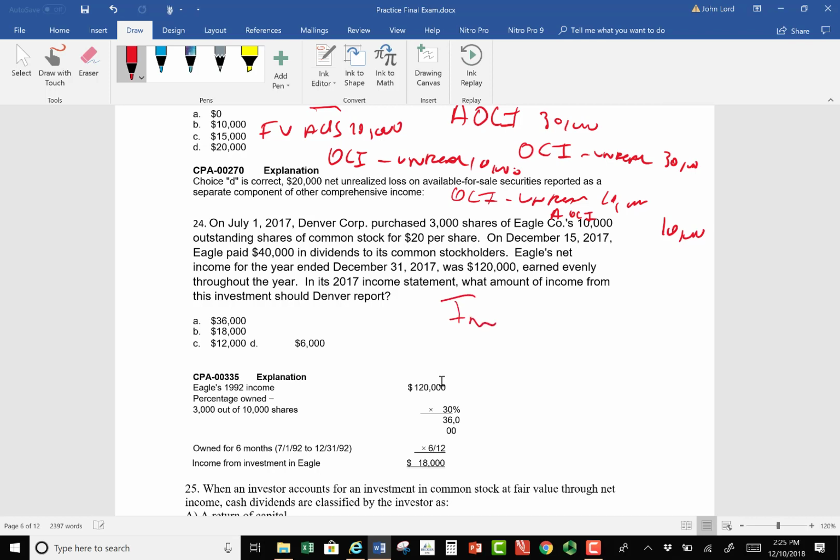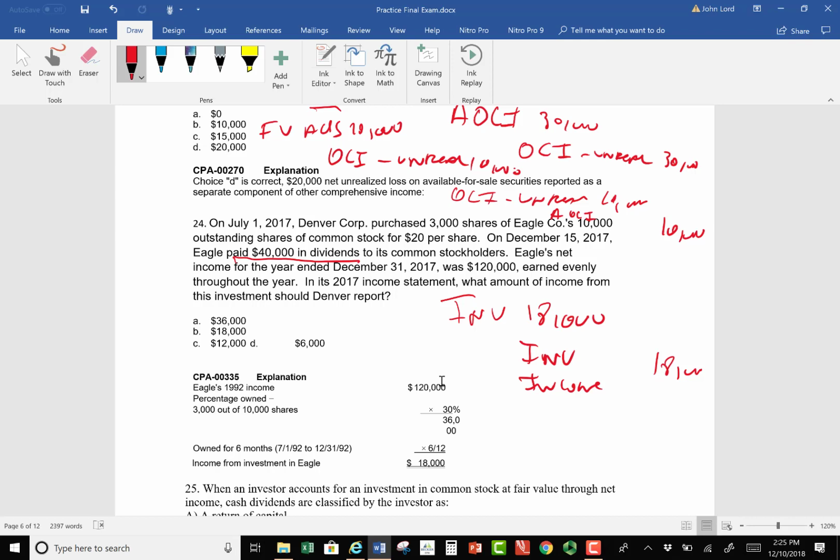Now the journal entry here would be to debit the investment under the equity method for 18,000 and credit the investment income for 18,000. Okay. Now, what about these dividends? What would we do under the equity method?